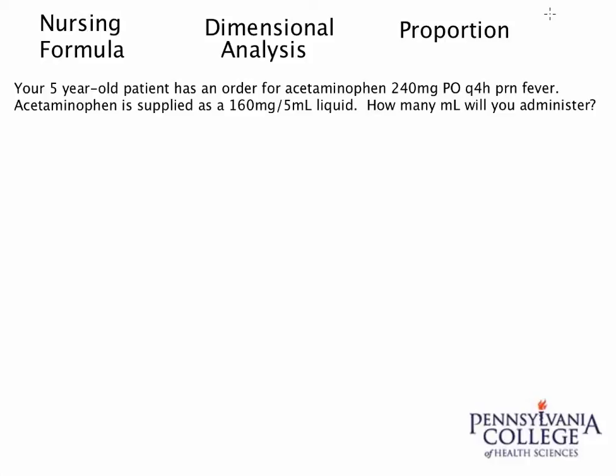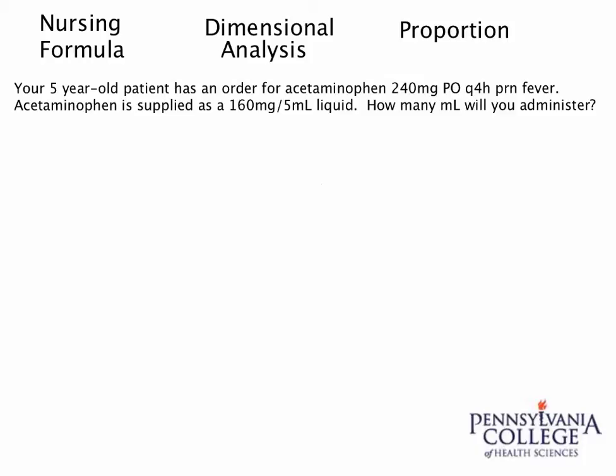In this particular problem, we have a 5-year-old patient who is ordered to receive 240 milligrams of this medication, and this is available, as we are told here, as a liquid. So we need to administer 240 milligrams, and this medication is available as 160 milligrams for every 5 milliliters. In other words, if we give the patient 5 milliliters, they will receive 160 milligrams. So how many milliliters will we administer in order to fulfill our order?